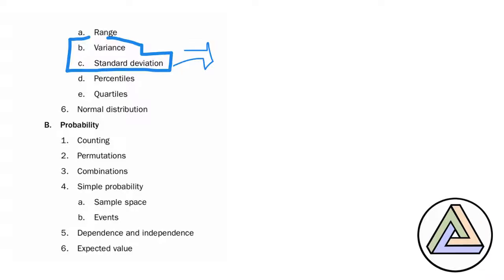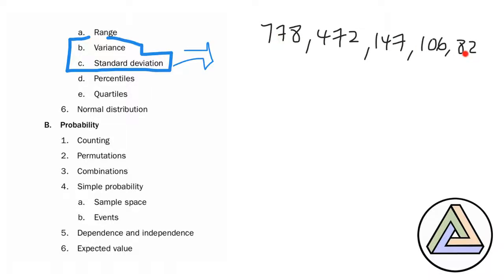All right, so imagine we have all these data items. We'll call it 778, just a bunch of random numbers. 472, 147, 106, 82, and we want to find out how much these numbers differ from the mean of this set on average. So the first thing you want to do is find the mean. So the mean is found by adding them all together and dividing by 5. Now if you added them all together, you would get 1,585, and if you divided by 5 after that, you would get 317. So that right there is the mean, okay?